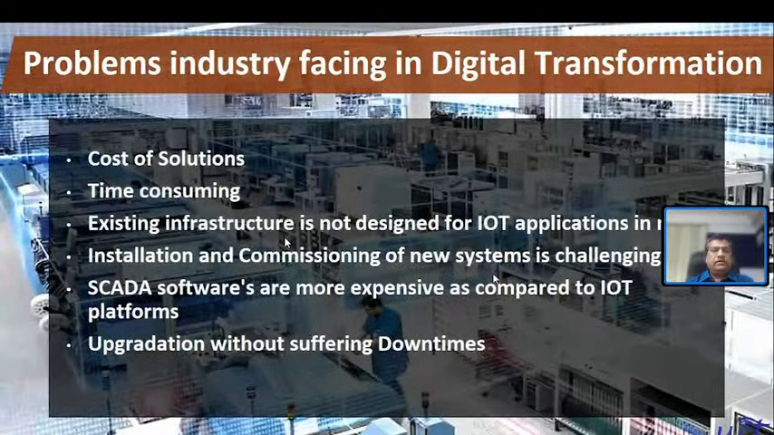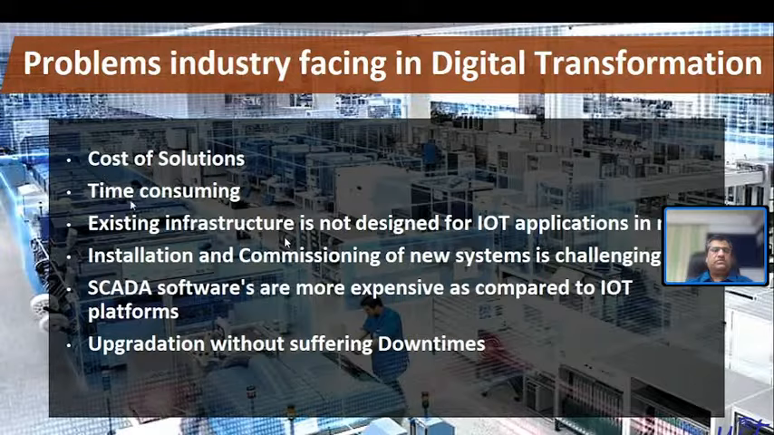So these are the problem statements that our industries are facing when they are adopting digital transformation. The cost of the solutions: the solutions are a little bit costly and time consuming. Existing infrastructure is not designed for IoT applications. Installation and commissioning of a new system is challenging. SCADA software is more expensive as compared to an IoT platform.